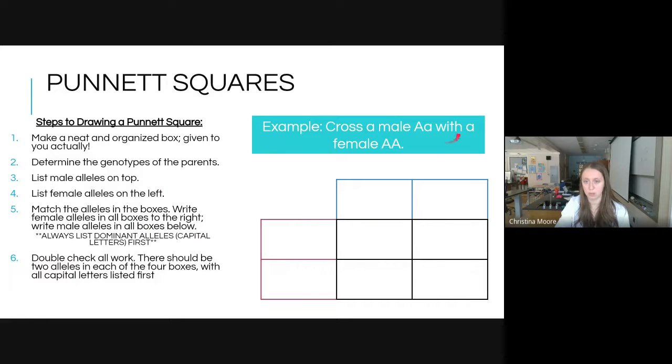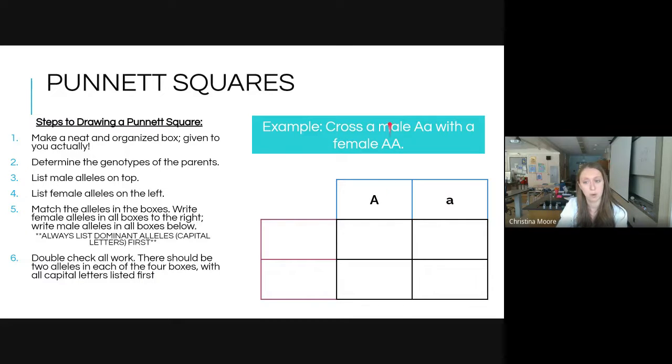So here's an example that we are going to try out. The example says cross a male who's heterozygous with a female who's homozygous dominant. It's given me the genotypes. So far I have done steps 1 and 2 just from reading the question. Moving on to step 3, I'm going to list the male alleles inside the blue boxes on top of the Punnett square. So I'm going to separate this capital A from this lowercase a and write them in the boxes. I have now done that. Notice how I have completed step 3.